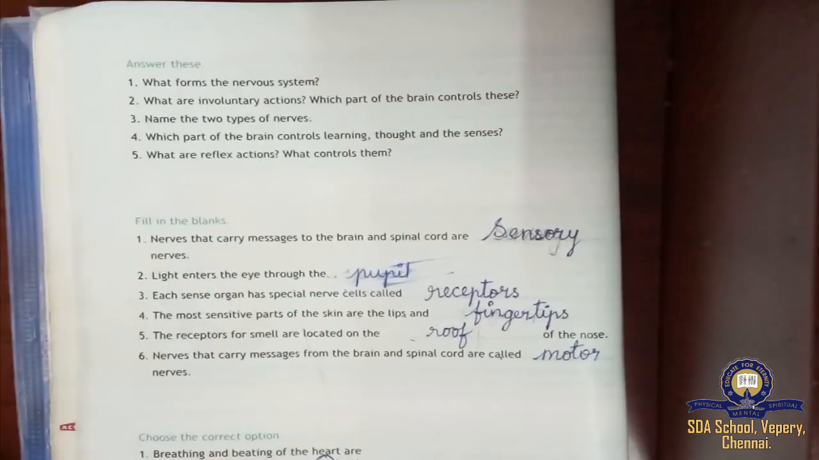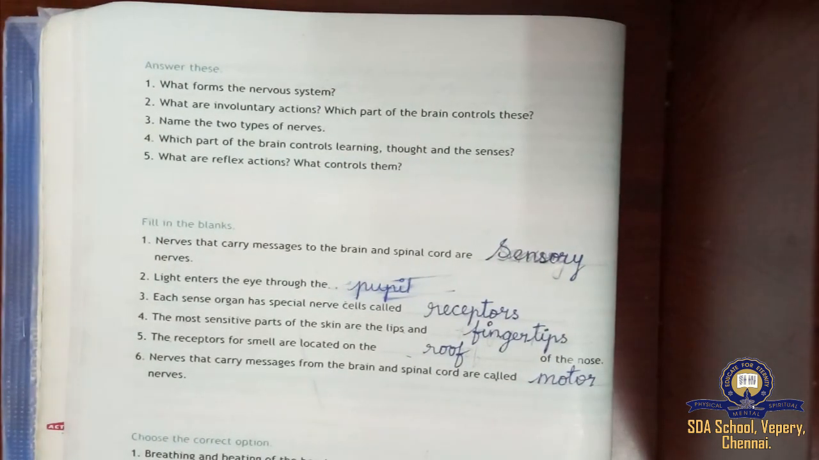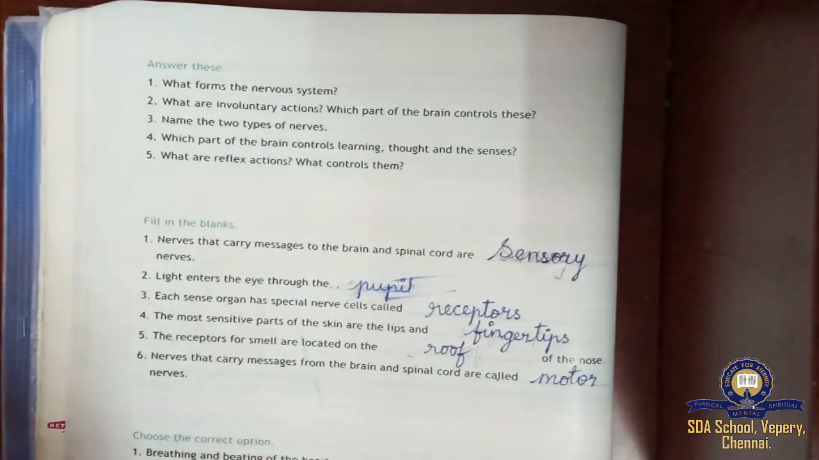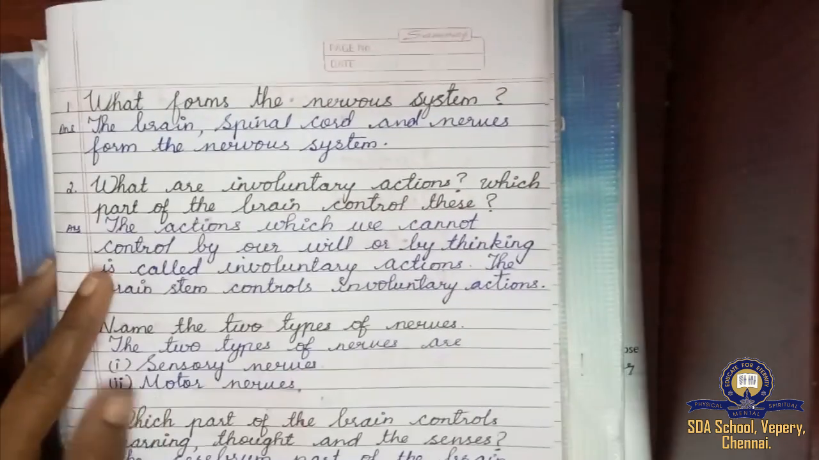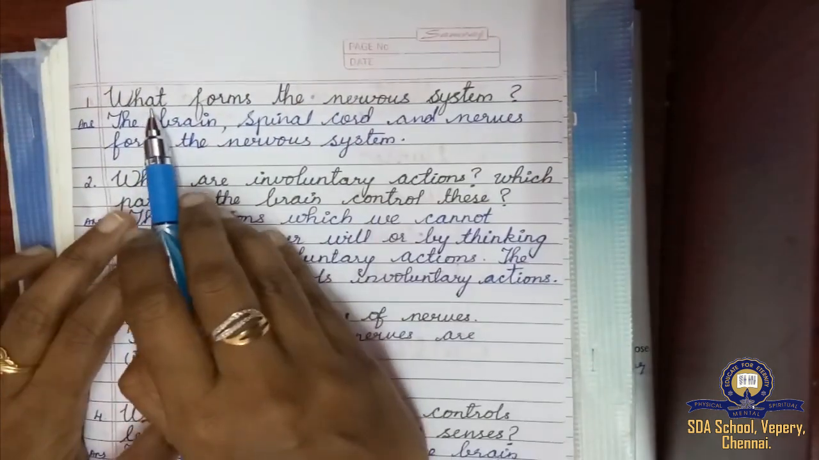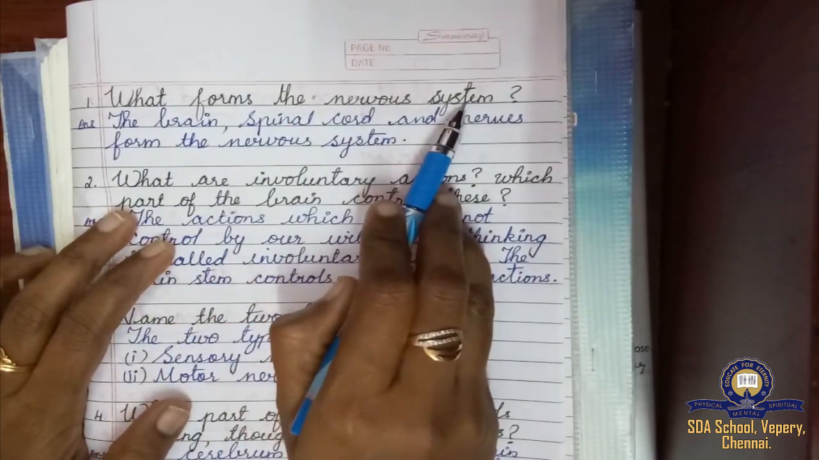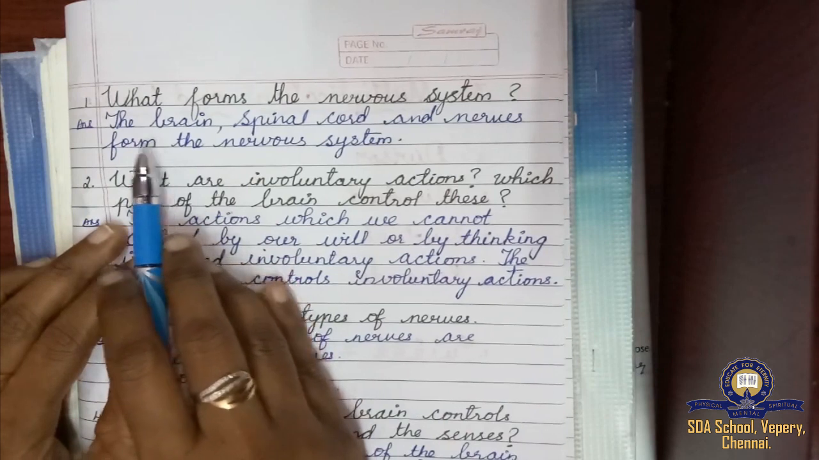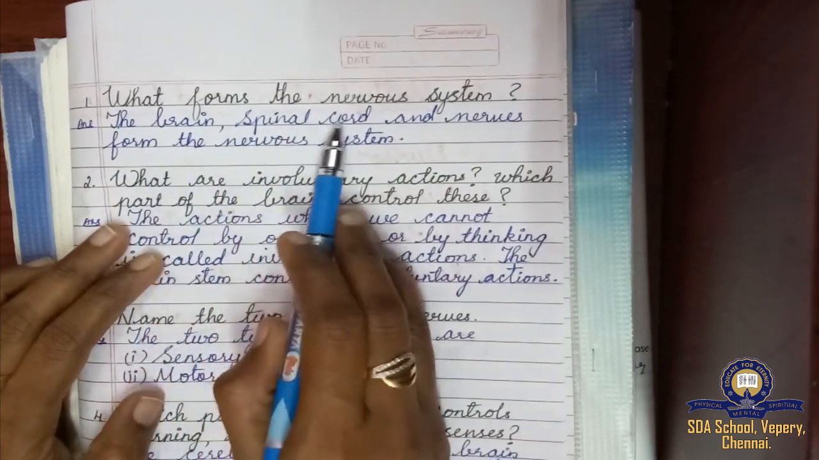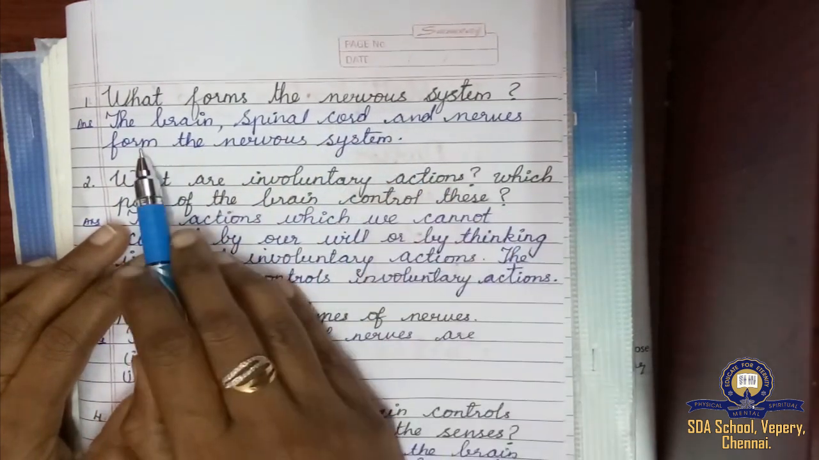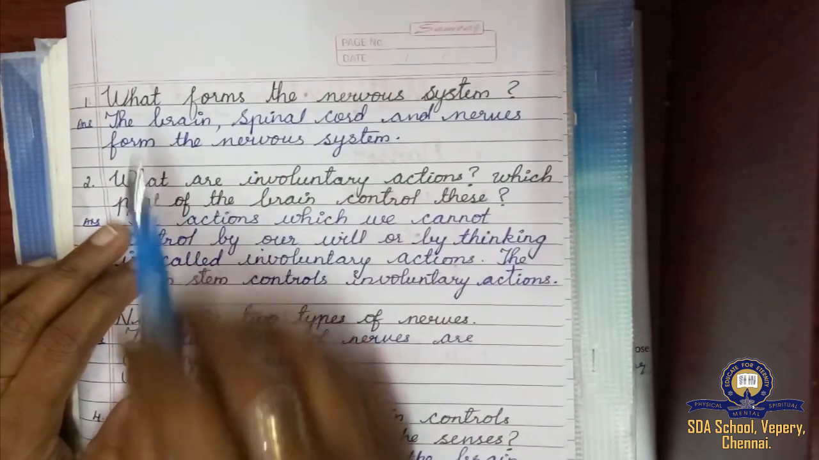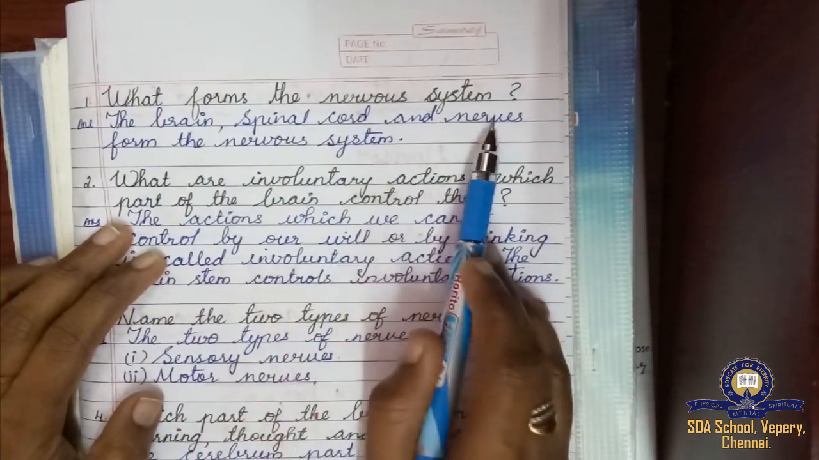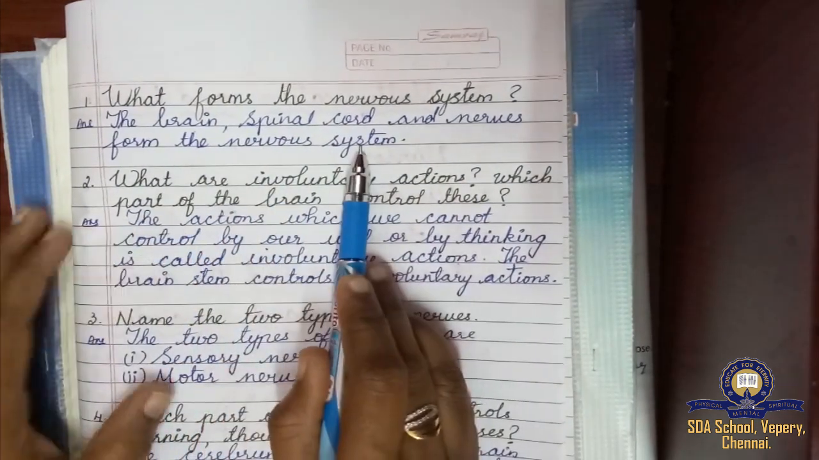Shall we move on to the question answer part for the quick recap? Yes. So here I have written. The first question: what forms the nervous system? In the first class itself we saw that the brain, spinal cord and nerves form the nervous system.